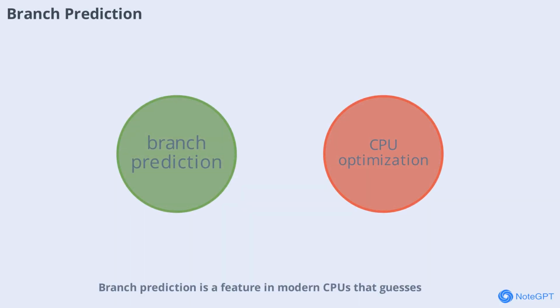Branch prediction is a feature in modern CPUs that guesses the outcome of conditional instructions to keep the pipeline full. Accurate branch prediction reduces delays and improves performance, especially in complex programs with many decision points. Advanced algorithms and hardware are used to make these predictions as accurate as possible.